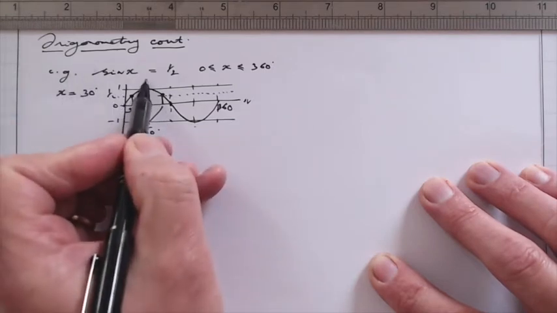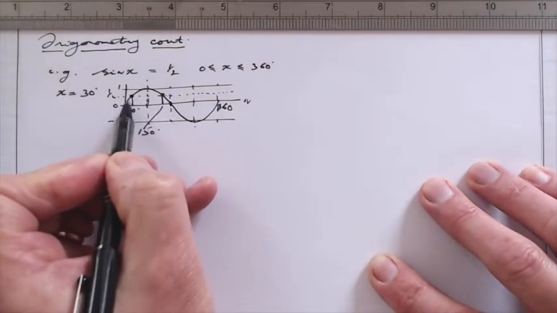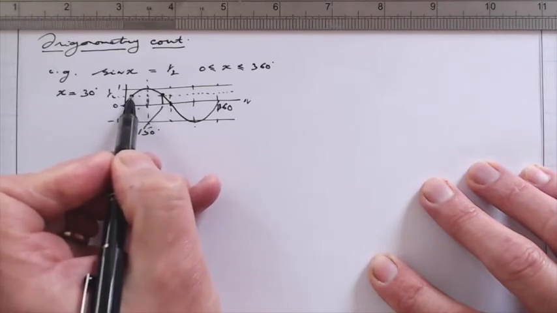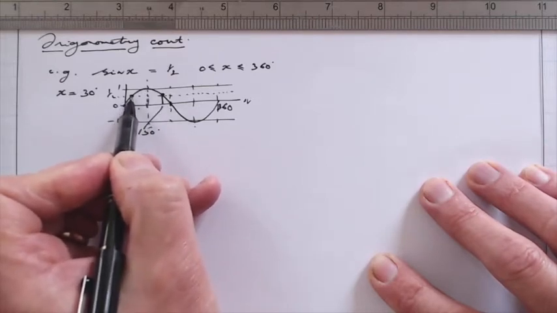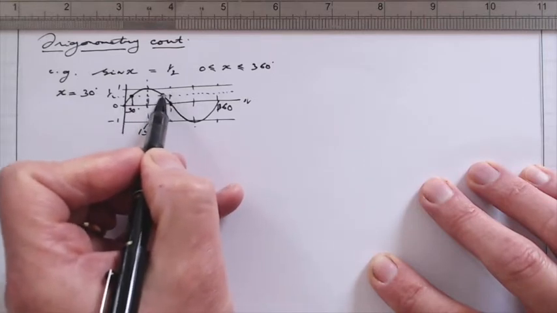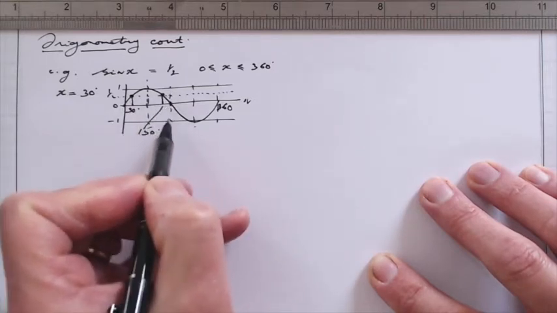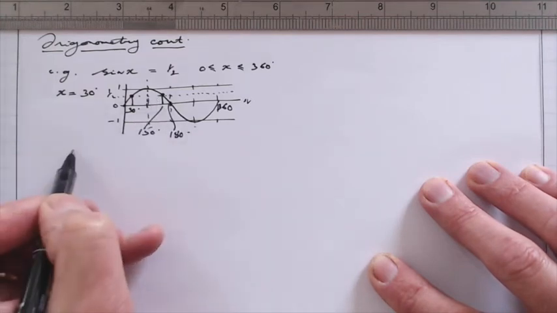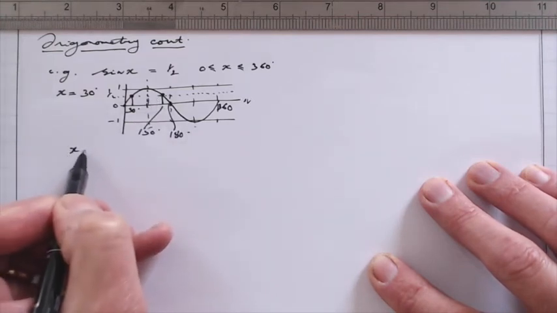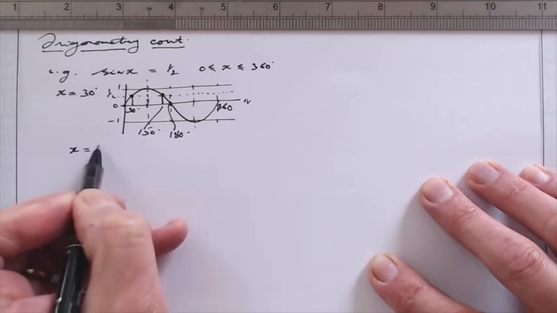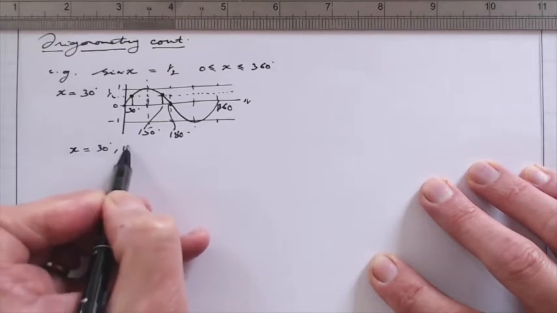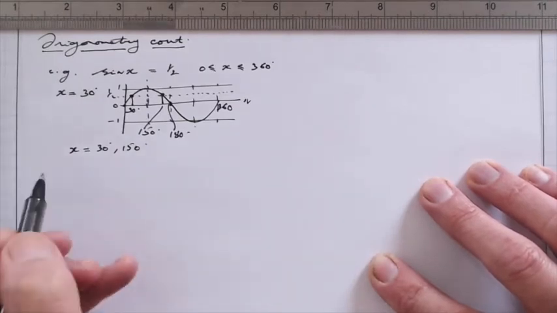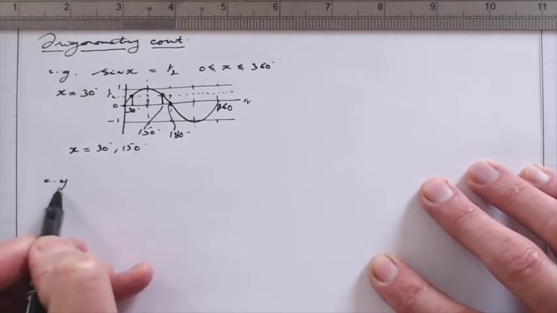If you think of this plane here as a mirror for these two parts of the sine function, given we know there's a solution at 30, there'll be another solution 30 degrees away from 180 degrees. So the two solutions will be 30 degrees and 150 degrees. I'll just do a few examples and you'll get the hang of this.